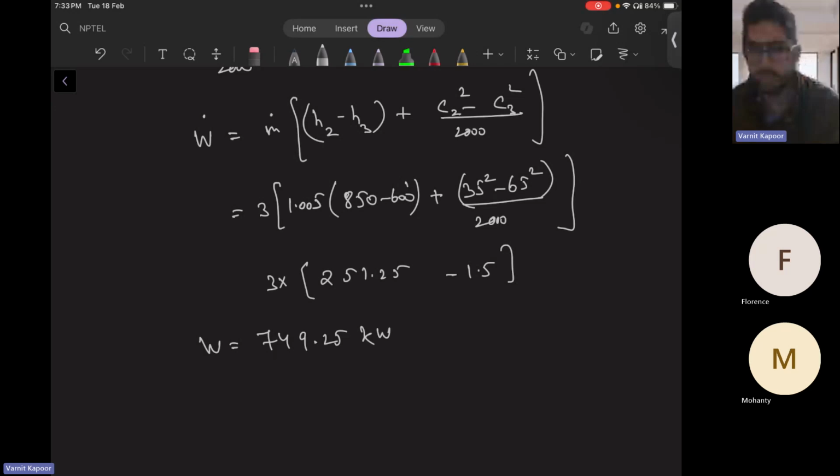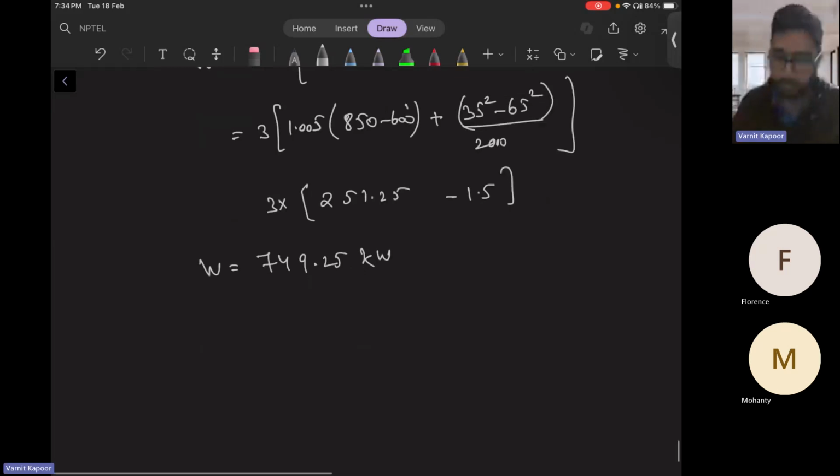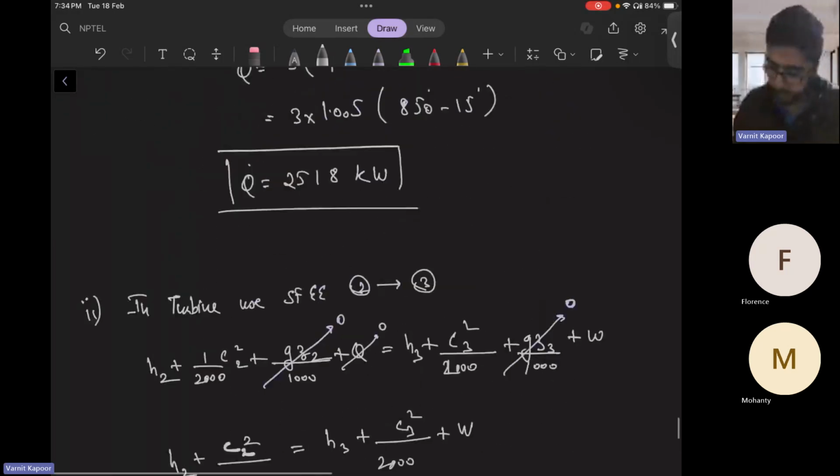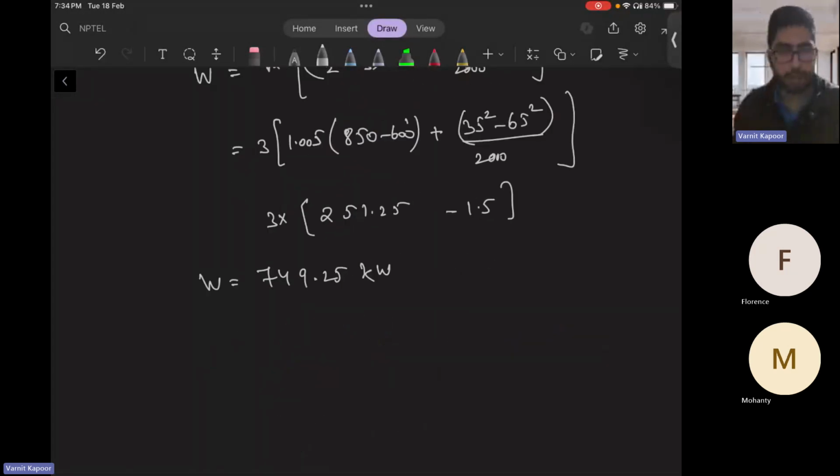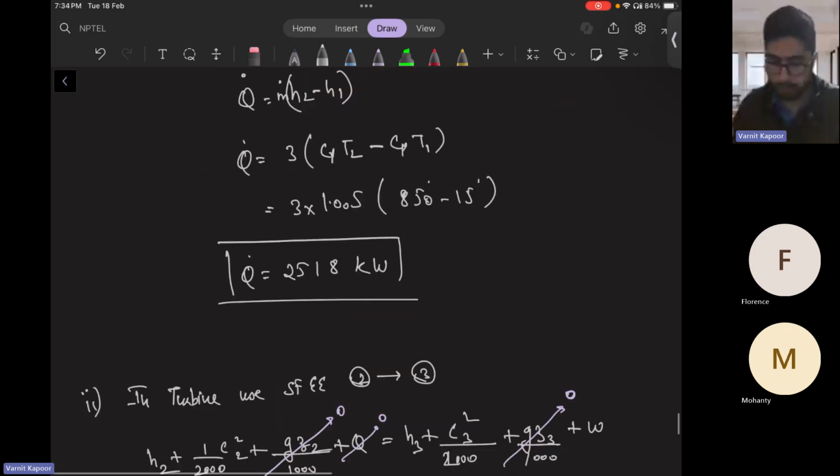749.25 kilowatt of power output you have produced from this. So you see how much heat you supplied in the heat exchanger and what you have received in the work output. It's almost less than 1/3. So that will come into the second law of thermodynamics. We will deal with all these things, the efficiencies and everything.